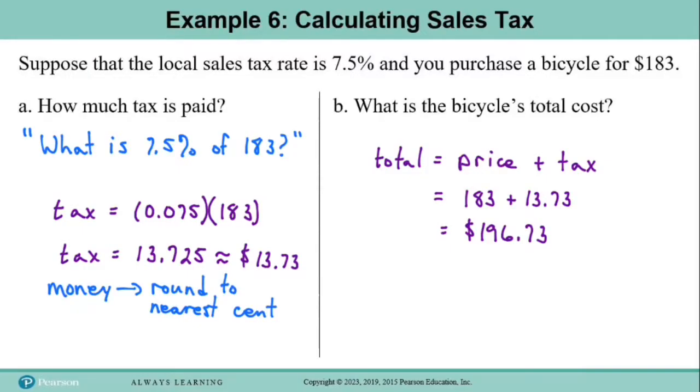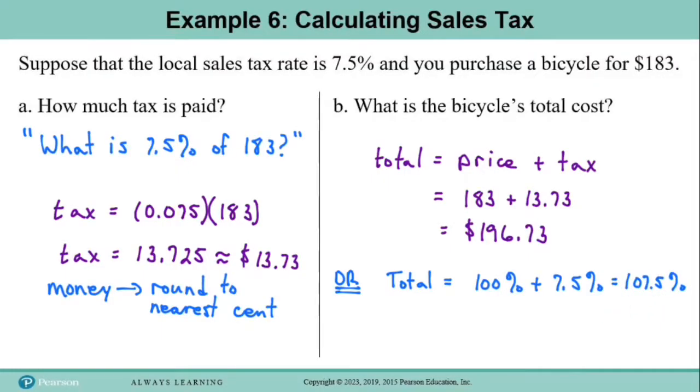So instead of doing 2 calculations here, instead of doing the multiplying step and then the addition step, what you can do for your own convenience is say, okay, I'm going to have to pay 100% of the price to get the item, and then I'm going to have to pay 7.5% to get the tax. Altogether, you're going to have to pay 107.5% of the item's price.